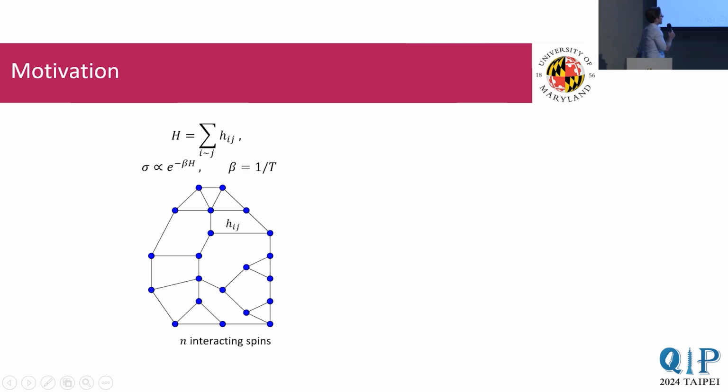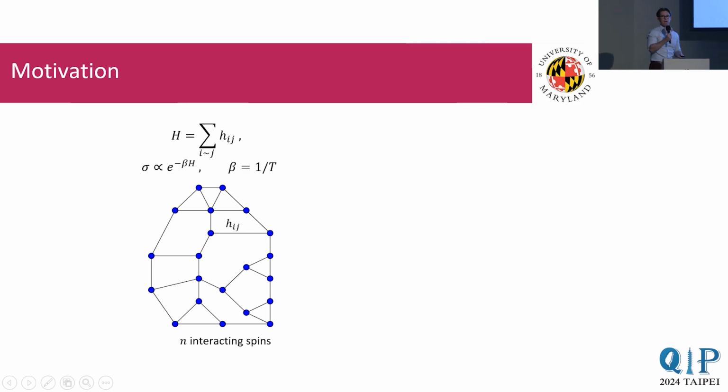Okay, so suppose I have n interacting spins on some interaction graph, like this one given here, and they have some local Hamiltonian defined over that graph. And we know that if this comes to thermal equilibrium at some inverse temperature beta, it's going to be in its Gibbs state given by the exponential of the Hamiltonian given up here.